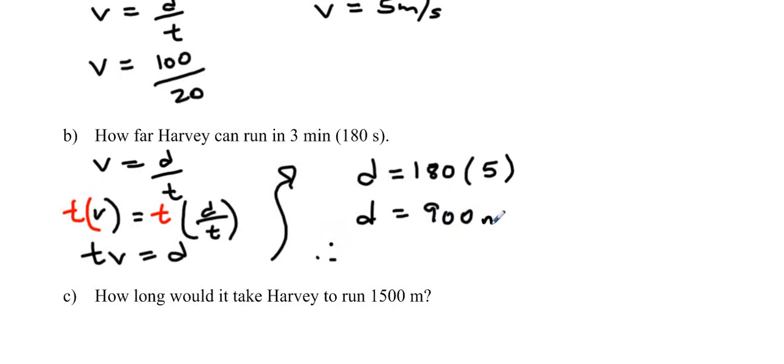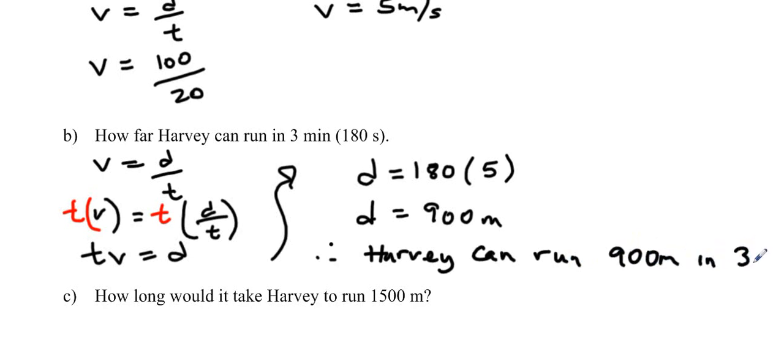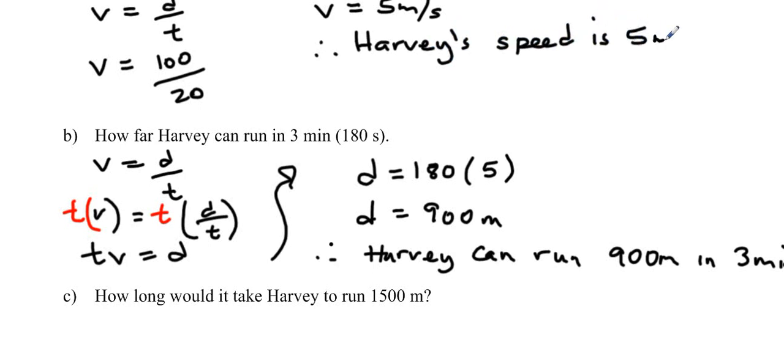And that's meters. Therefore, Harvey can run 900 meters in 3 minutes. I'm pretty sure that's pretty fast. And then I should have put a conclusion up here. Therefore, Harvey's speed is 5 meters per second.